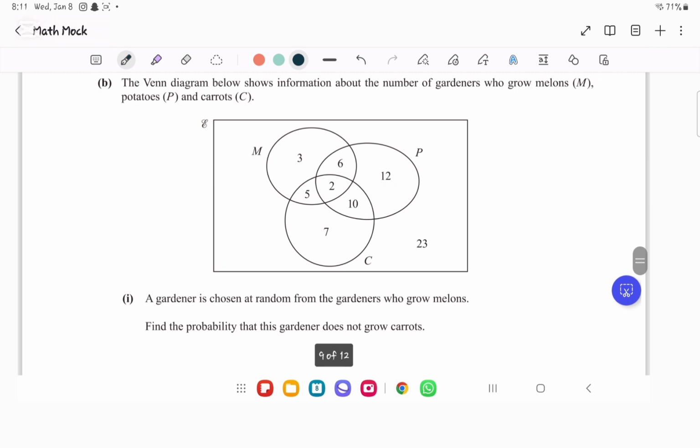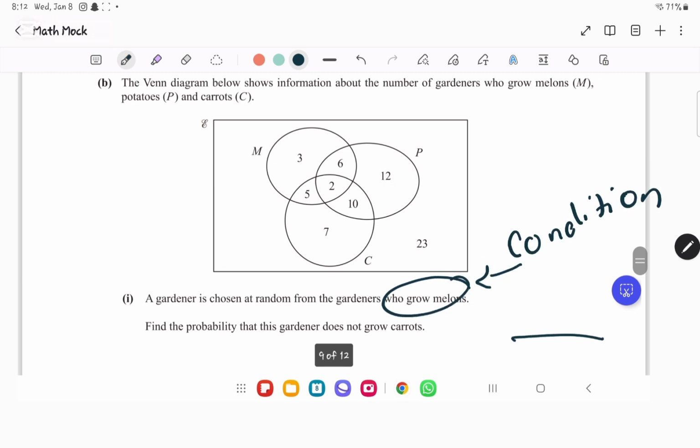What we are gonna do first is see, is there any condition or not? Here there is a condition, because they chose randomly from the gardeners who grow melons. So this is our condition, and this is directly gonna be our denominator. So the number of gardeners who grow melons is our denominator. In total it's 5 plus 2 plus 6 plus 3, which is 16 gardeners.